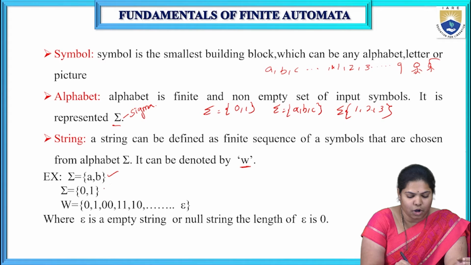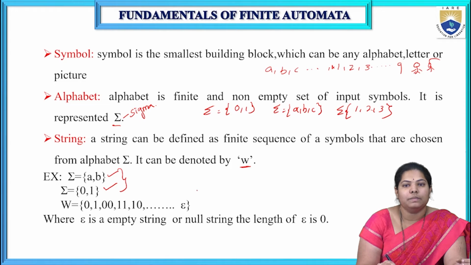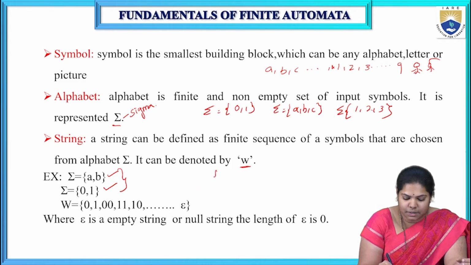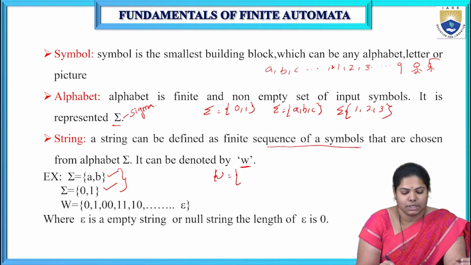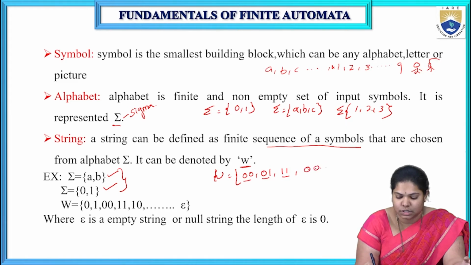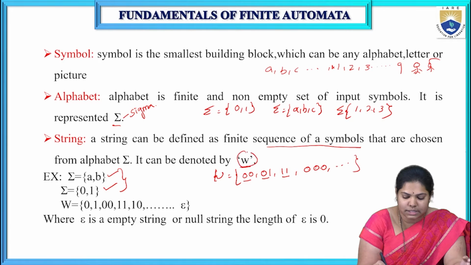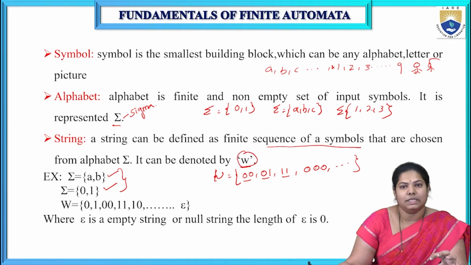These two we call alphabets. On these two alphabets, how can we form strings? The string W can be a sequence of symbols, that is 0, 0, 0, 1, 1, 0. These are all strings. 0, 0 is one string, 0, 1 is one string, 1, 1 is one string, and so on, of any length. 0, 0, 0 is a 3-length string. All of these come under strings. We represent W as a string.